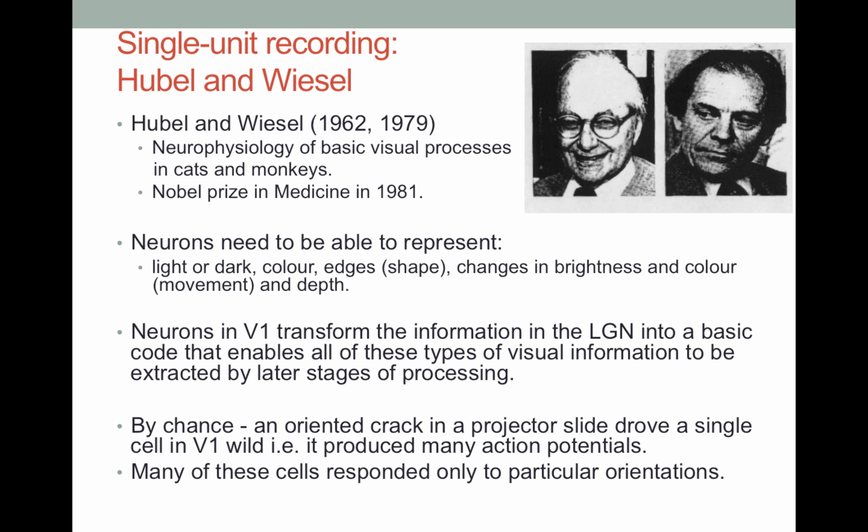The neurons in the primary visual cortex, area V1, transform the information in the LGN, the lateral geniculate nucleus, into a basic code that enables all of these types of visual information to be extracted by later stages of processing. And as with many great discoveries, there was an element of chance here. Hubble and Wiesel noted that an oriented crack in a projector slide drove a single cell in V1 wild. In other words, it produced many action potentials. They then systematically went on to show that many of these cells responded only to particular orientations.